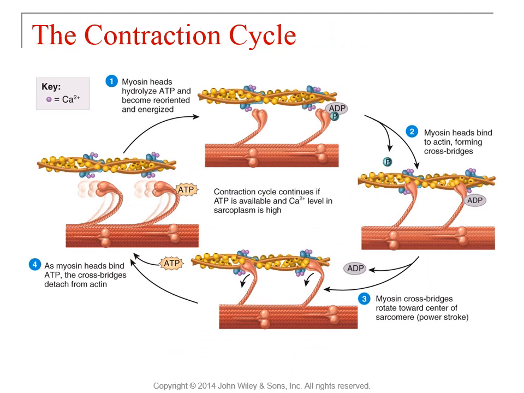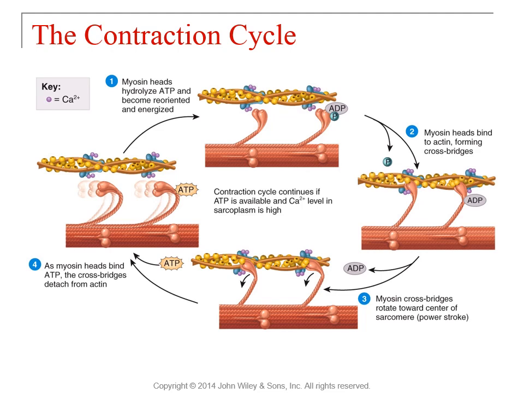Okay, so let's talk about the contraction cycle. Very simply, ATP is going to bind with the myosin and hydrolyze into ADP and a phosphate. In conjunction with calcium binding with troponin, the troponin will pull away on the tropomyosin, exposing the binding site on the actin filament.